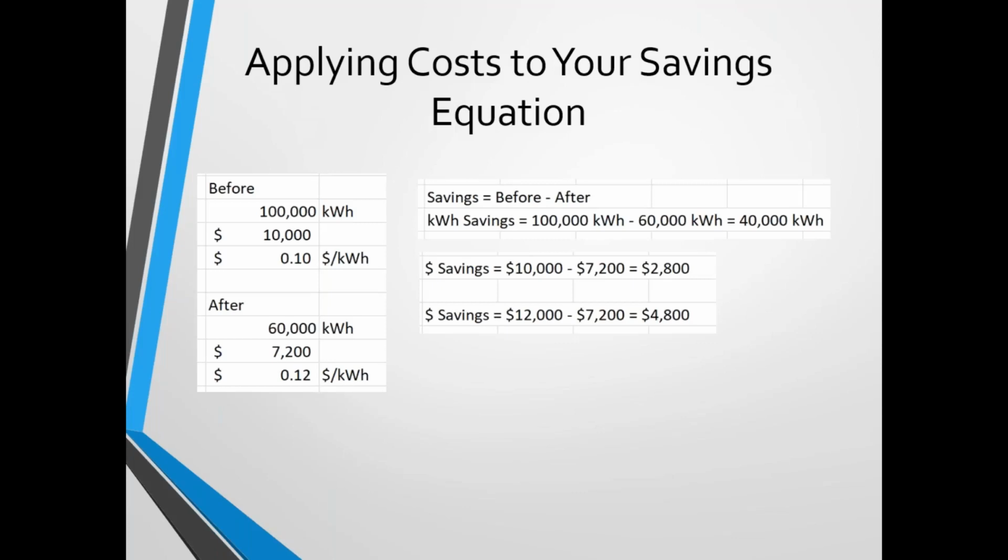For the first one, I have 10,000 minus 7,200. That's because I got 10,000 from the before and 7,200 from the afterwards, and you get savings of 2,800. That's really not the right way to do this, okay? The right way is to apply this 12 cents, because this is the current rate, to the before numbers. So 12 cents times 100,000 is 12,000, and 12,000 minus 7,200 is 4,800. That's the right way to do it, because when you're measuring savings, you're using the current rate, because this is how much they would have paid. They would have paid 12,000, not 10,000.